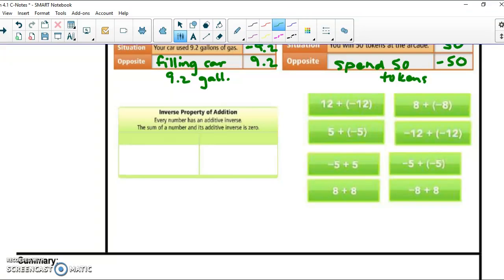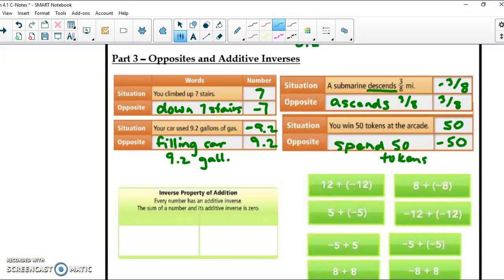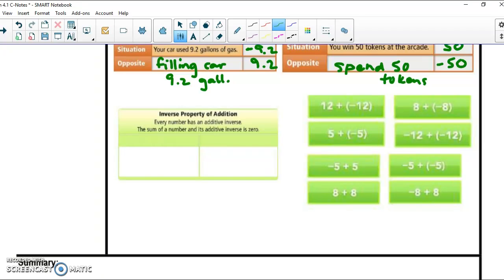So when we talk about the inverse property of addition, we mean that every number has an additive inverse. And that just means the same number with the opposite sign. So the sum of that number and its additive inverse is always 0. So here are some examples of additive inverse. 12 plus negative 12. That equals 0. Those are additive inverses. They're opposites. 5 plus negative 5. Those are opposites. They add to 0.